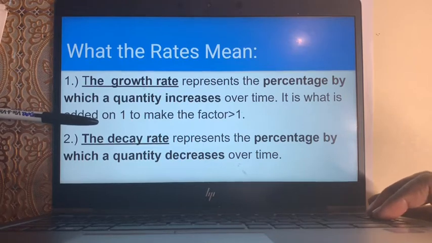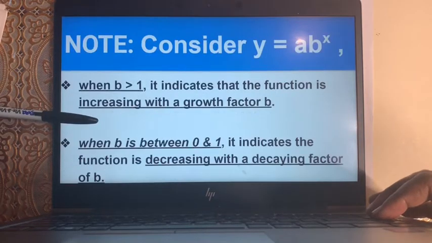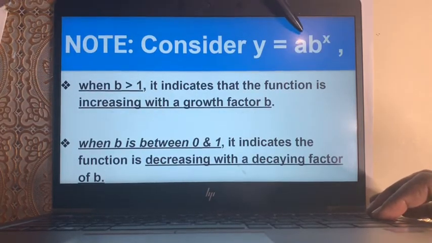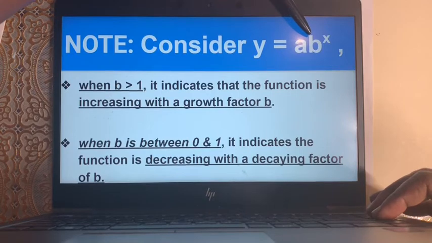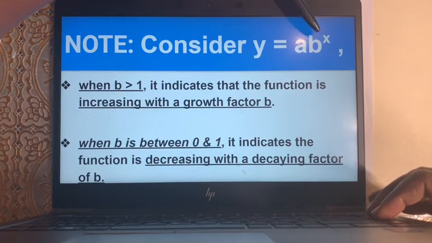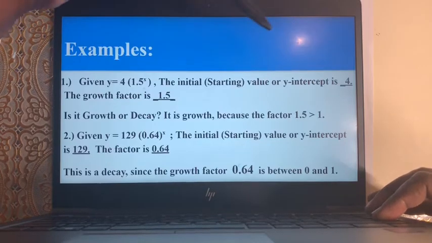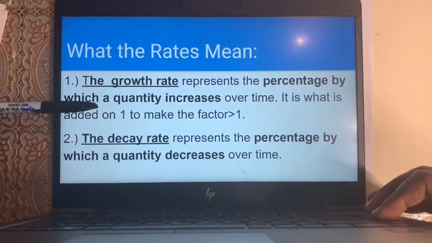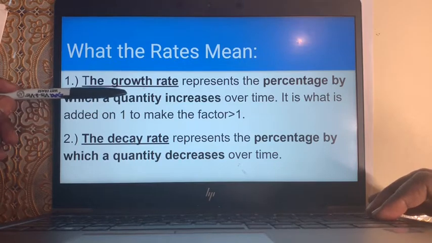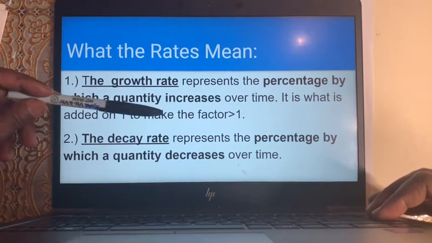If you remember, when we say y equals a times b to the power of x, if this b is greater than 1, we say it is increasing. So it is some rate or some percentage which we add to 1 to make the growth factor greater than 1. That is called the growth rate. We'll see the general formula and when to use the growth rate.